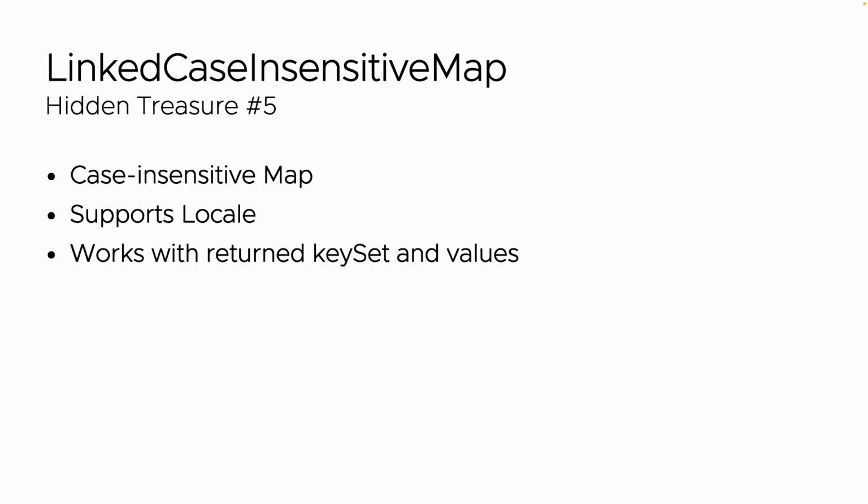Number 5, CaseInsensitiveMap. There's not a lot to talk about with this. It's a case-insensitive version of a map. It supports locale. The key has to be a string. It doesn't change the underlying values. And it works with all of the related methods that you would expect as well. So like if you call keySet on that map, then that's also case-insensitive.